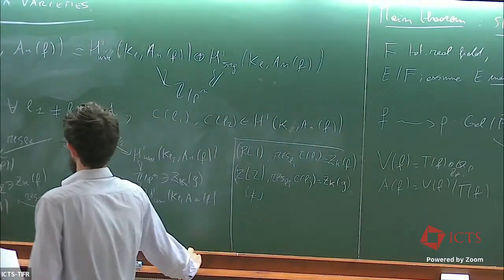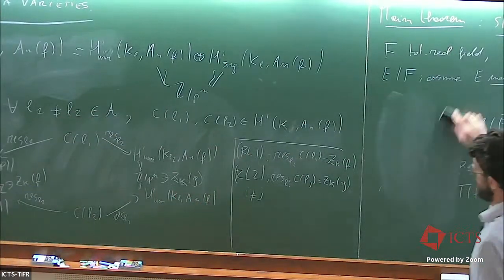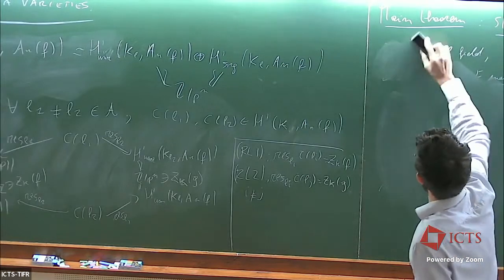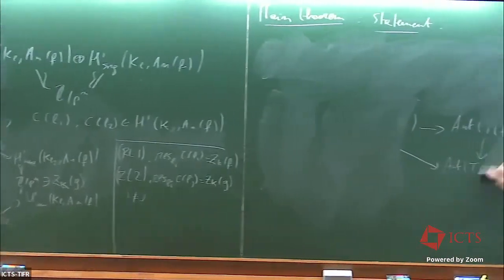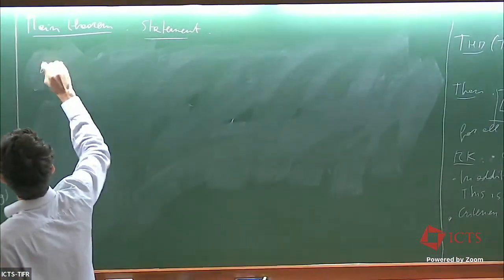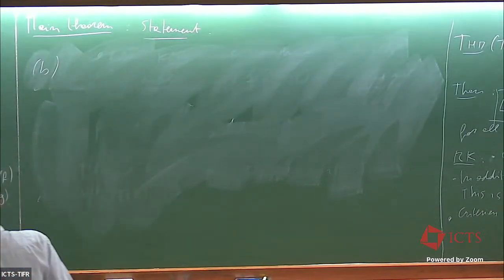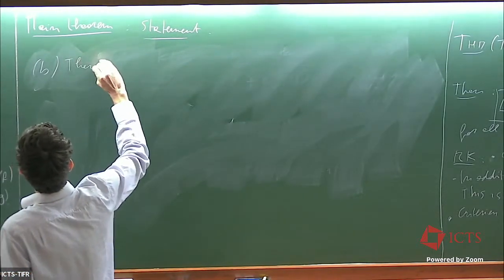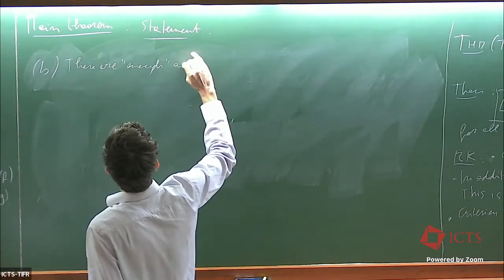So this is basically the first key thing you have to do, and it's the hardest one. And then there is an easier thing to do, which I will call B. So you have to show that this set A of admissible primes is large enough. There are enough admissible primes.